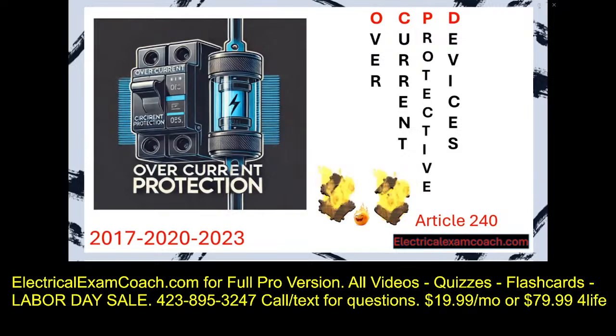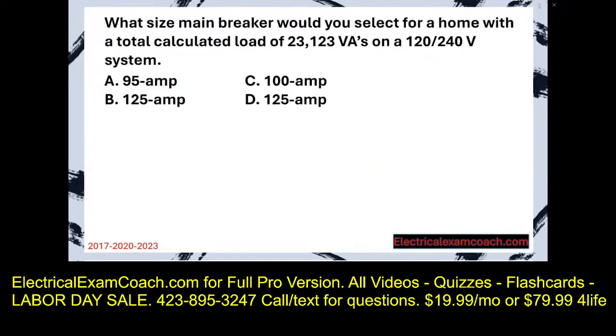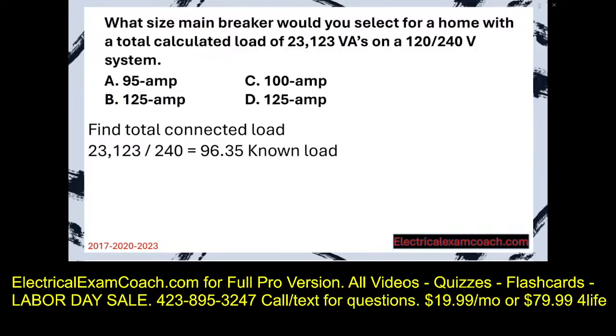Let's get to it. What size main breaker would you select for a home with a total calculated load of 23,123 VAs on a 120/240 volt system? Step 1, find our total connected load. They've already done the load calculation for us, so all we have to do is take our total known VAs and divide it, and that's going to give us our load in amps. In this case, it's 96.35. We would round down to 96.